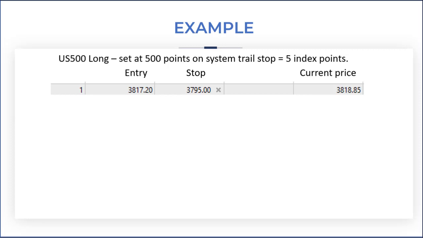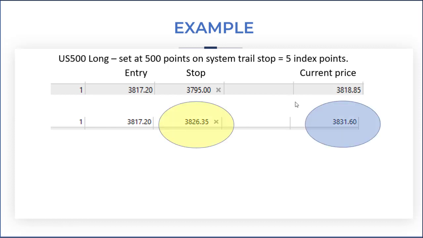In this case, our US 500 position was entered at 3817, and our initial stop was put at 3795, and there's the current price just over entry. What happened next, of course, is over the course of time we saw a rise in the price, and subsequently we saw the stop trailed on the system to this level. There's current price, there's where it's been trailed to, and you'll notice there is 5 points difference.